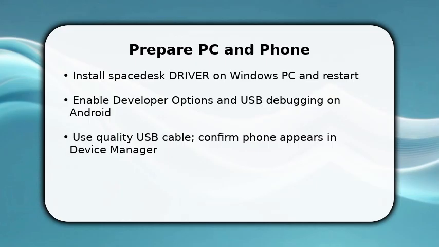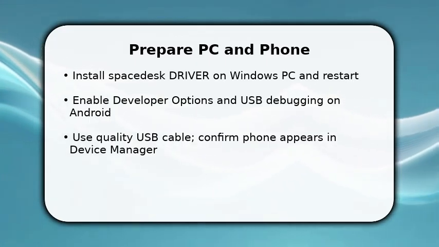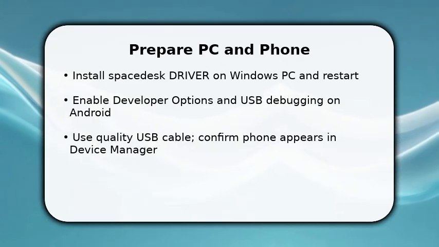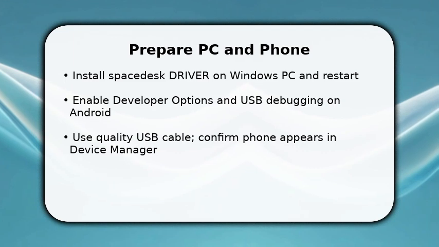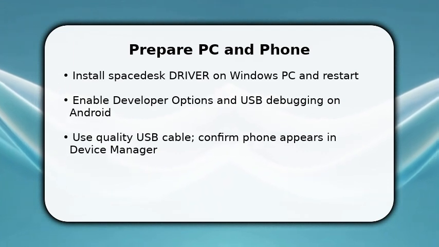Connect with a high-quality USB cable and check Device Manager to make sure the device is recognized. Once done, you will be ready to forward the connection. Keep the phone unlocked and the PC on the local account you intend to use.